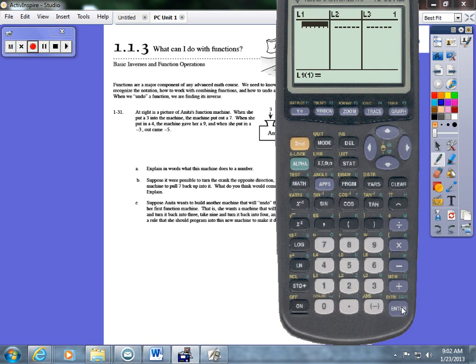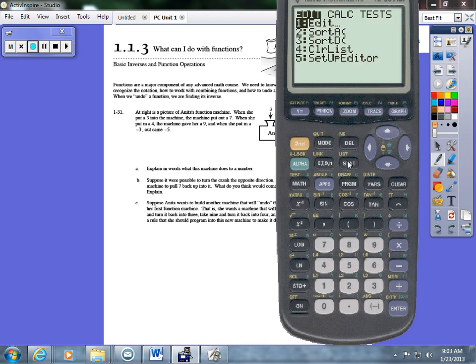Now again, type in your x values into L1. So she put a 3 in, so 3. Okay, she put 4 in, and she put in a -3. Okay, and then what came out? Well, when she put the 3 in, out came a 7. When she put the 4 in, out came a 9. And when she put the -3 in, out came a -5. Now I realize most of you probably could have done this in your head, and that's fine too. But again, I want to review this method.